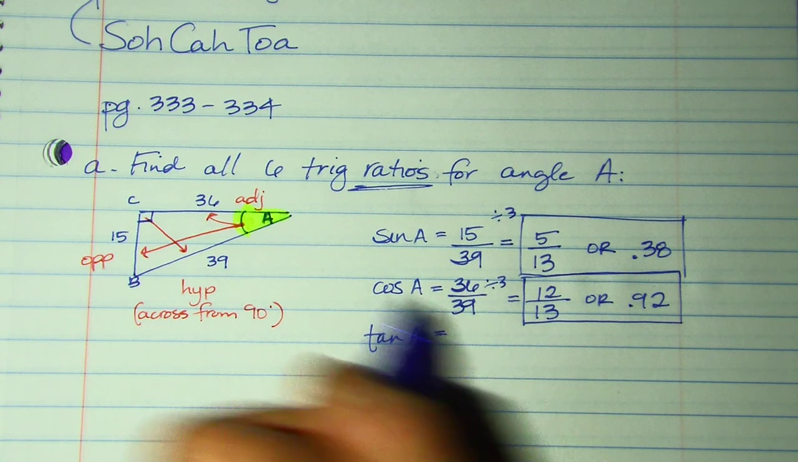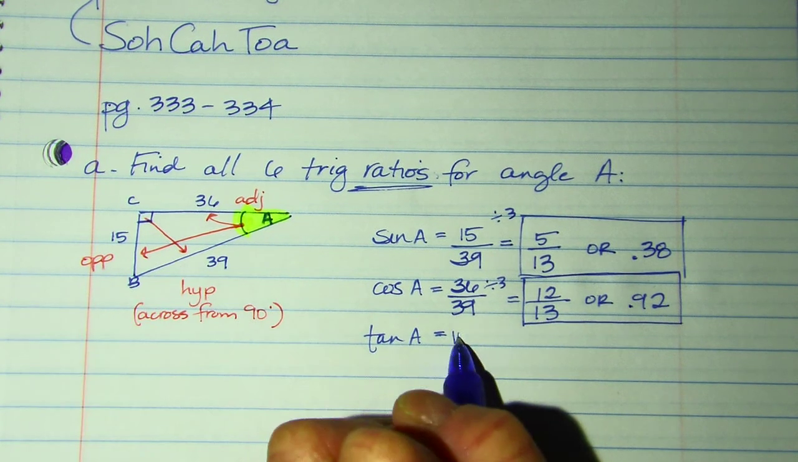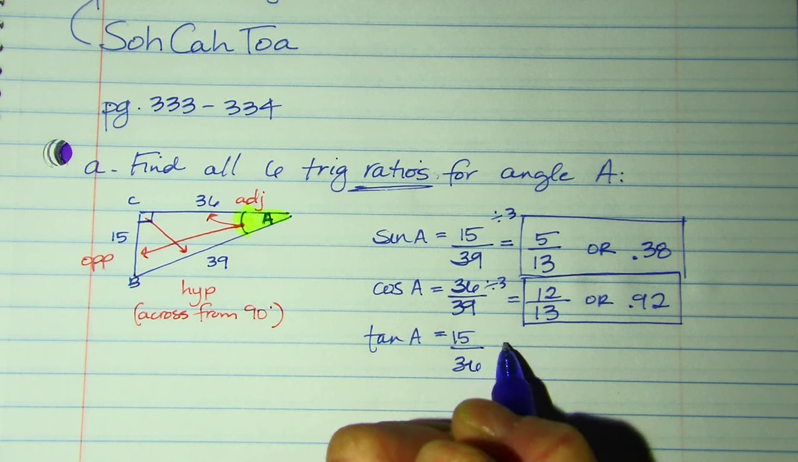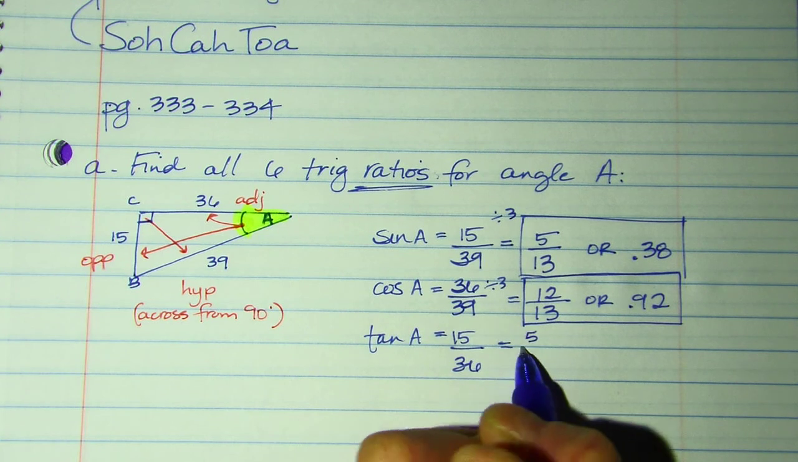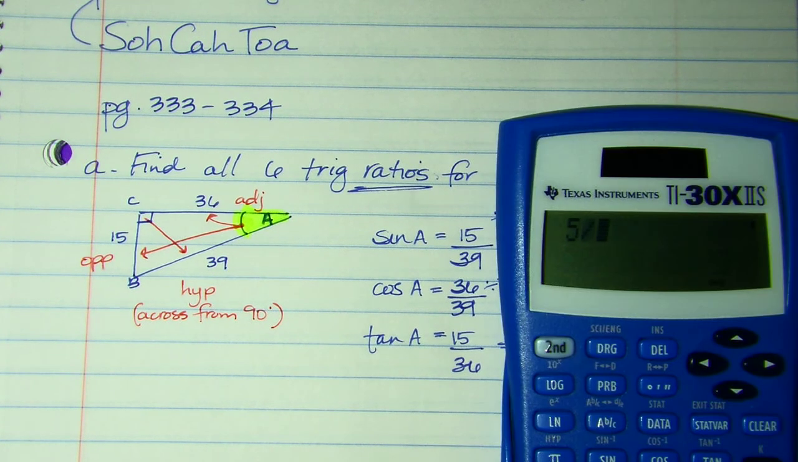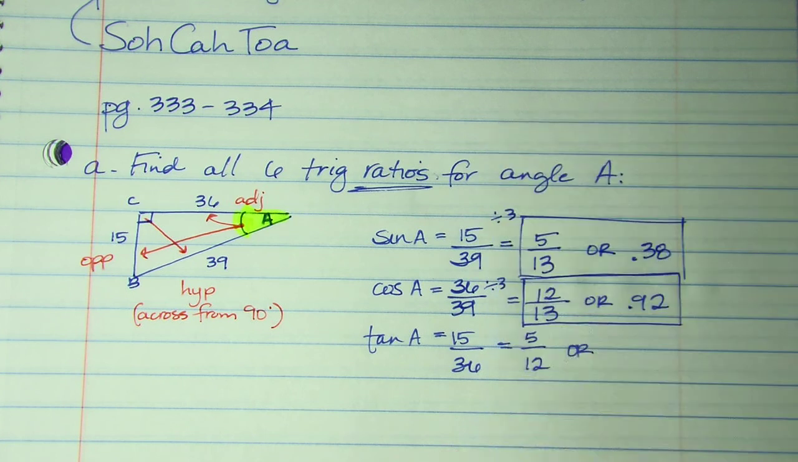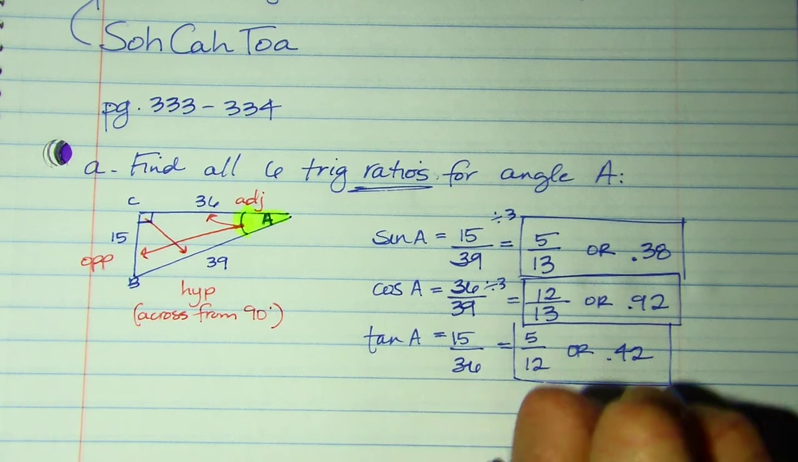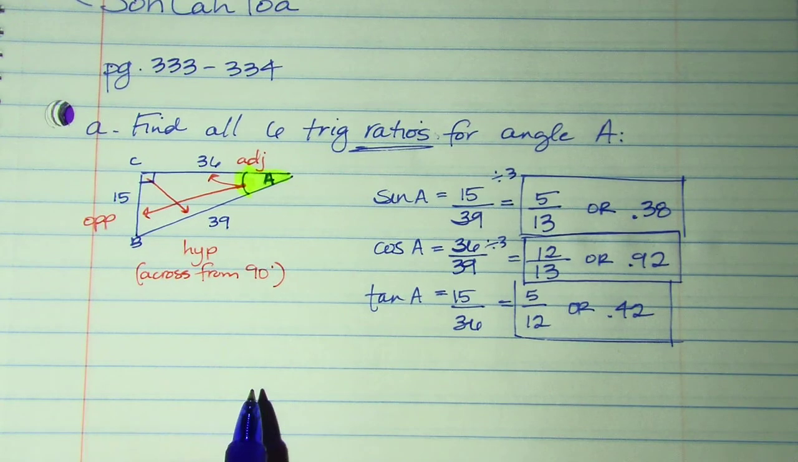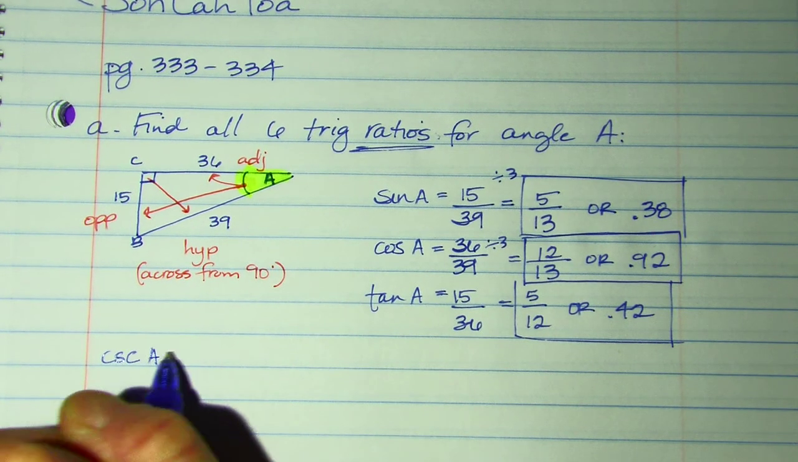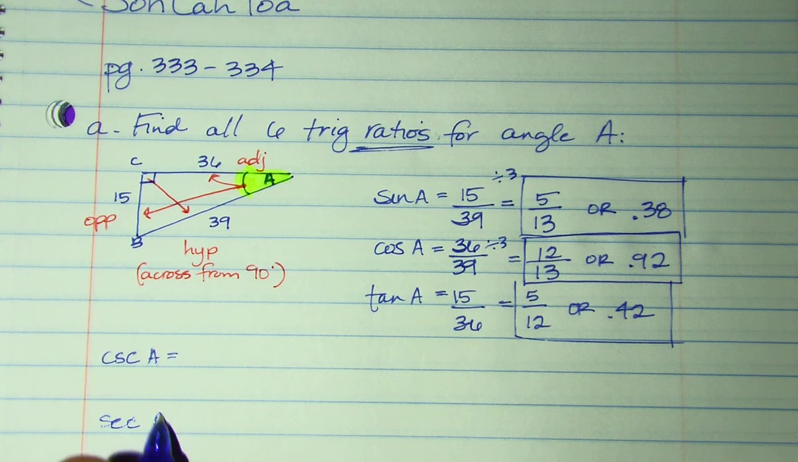Tangent of angle A should be opposite, which is 15, over adjacent, which is 36. Again, I'm reducing that by 3, so 5 over 12, or the decimal form, 0.42. Okay, now let's do our reciprocal. So cosecant of A, secant of A, cotangent of A.